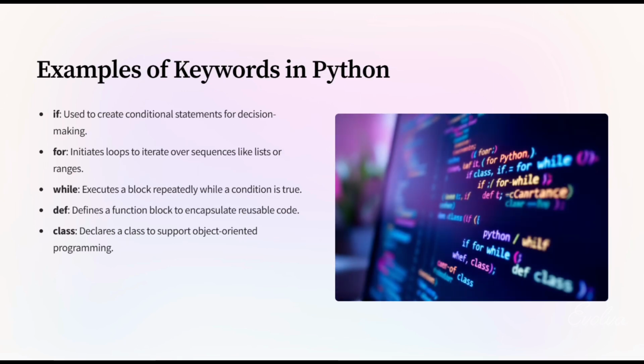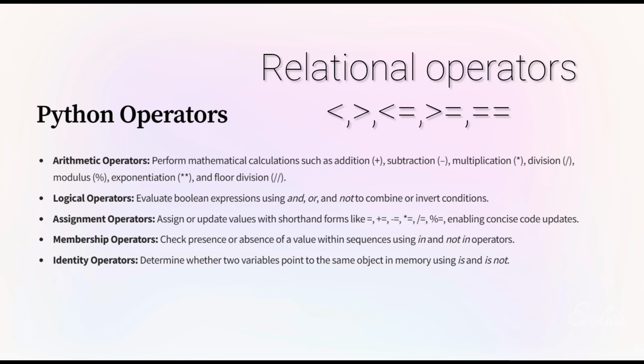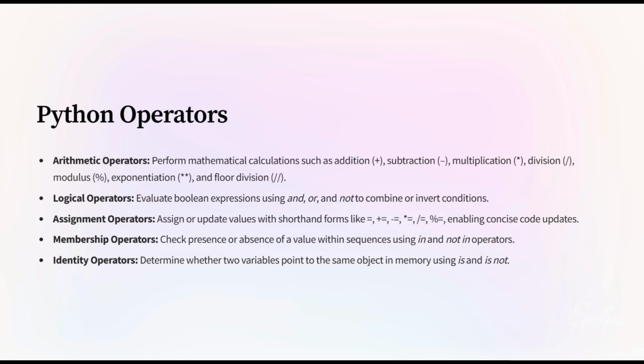Next is keywords. They are reserved words in Python, or special words used for doing special tasks. They cannot be used for any other purpose. Here are some examples of keywords in Python. Next is operators. They are symbols or words that perform some kind of operation on given values and return the result. There are basically 6 types of operators. First, arithmetic operators, next relational operators, then logical operators, assignment operators, membership operators, and identity operators.